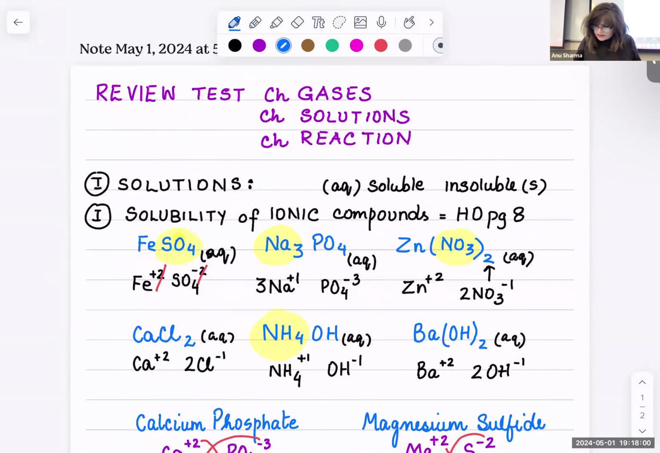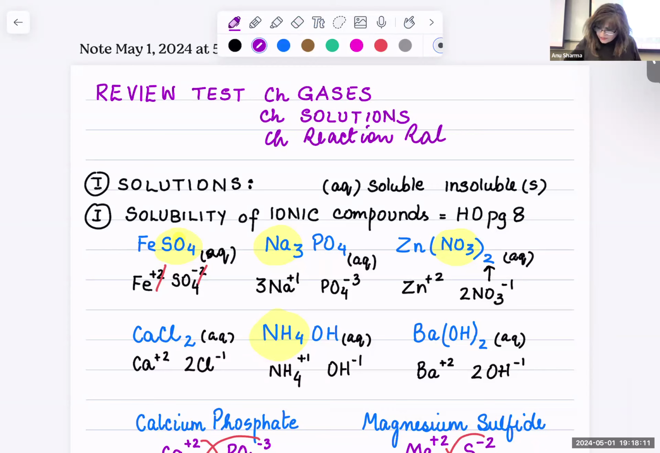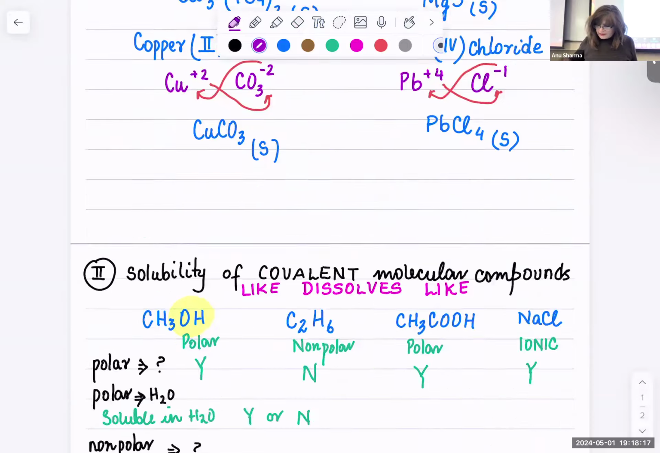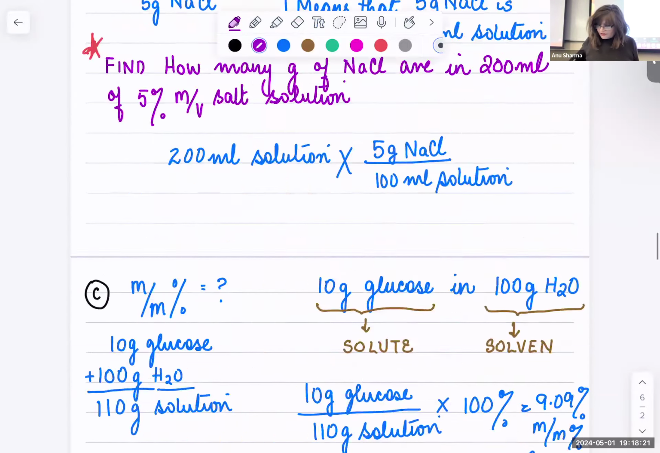The reactions, reaction equilibrium, reaction rates. I haven't covered those in this, but they will be on the test, so you do them on your own, and equilibrium. All the best, but the solutions one was a hard one.